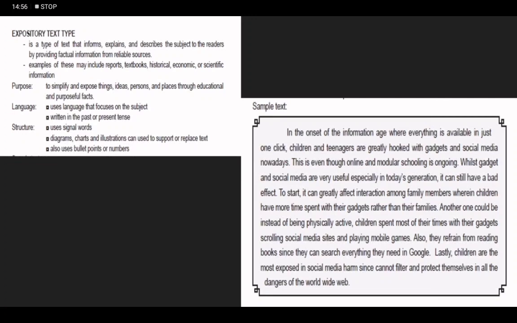Thank you. So this is an example of an expository text type because it exposes, it simplifies things, ideas. So we saw here that it simplified the information.